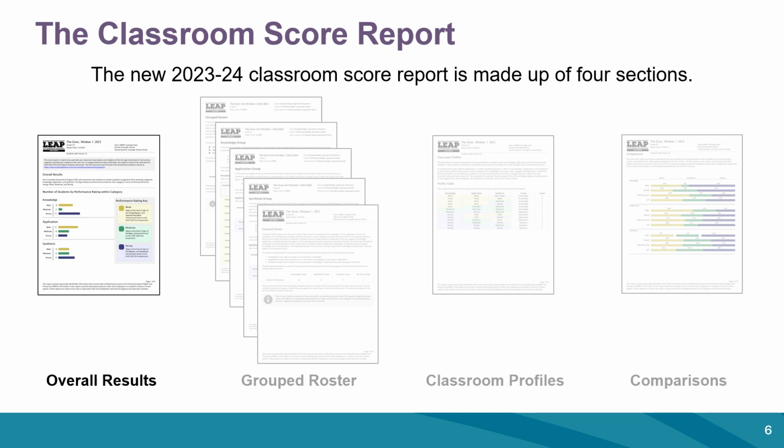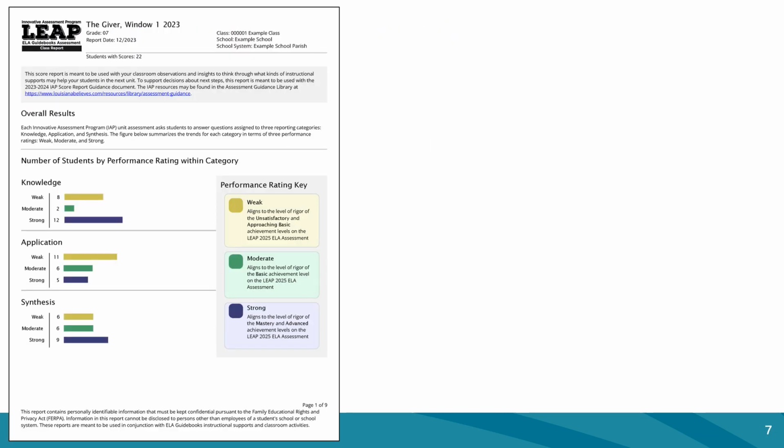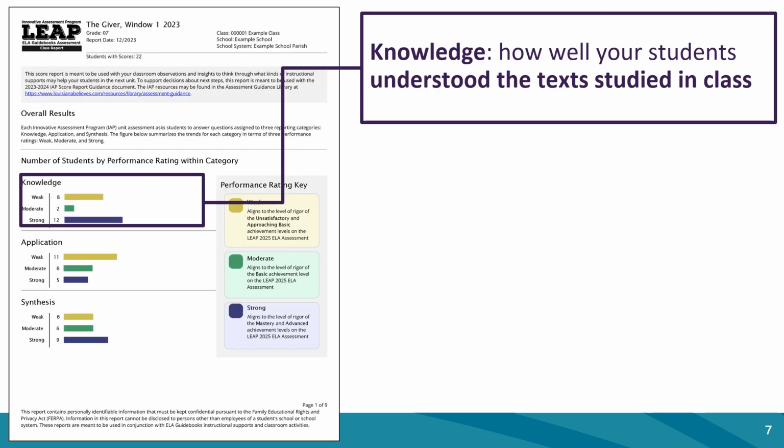First, we'll start with overall results. Student performance is reported in 3 categories. First, there's knowledge, which is about how well your students understood the text studied in class. This category is based on a section of the assessment in which your students answer questions about the text or texts they read in class to show their understanding of key knowledge and skills in the unit.